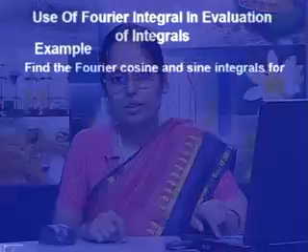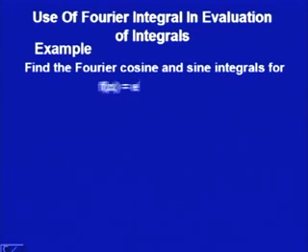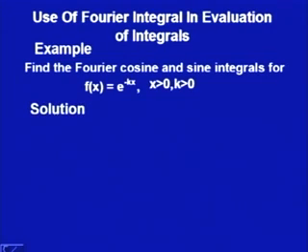Now, where are we using this? The use of these Fourier integrals is in the evaluation of integrals. We had seen one example where we integrated certain functions which we were not able to integrate as such. Let us see one example. Find the Fourier cosine and sine integral for the function e^(−kx) for x positive and k positive. Let us try it.